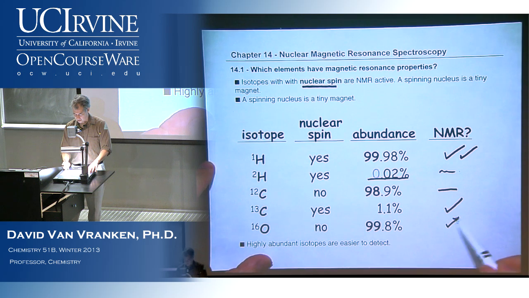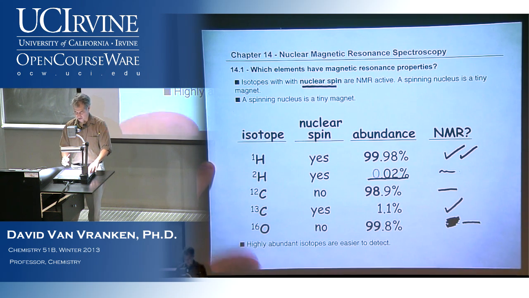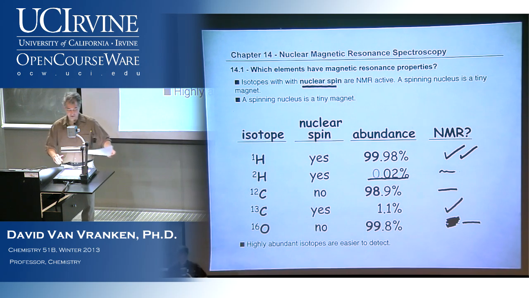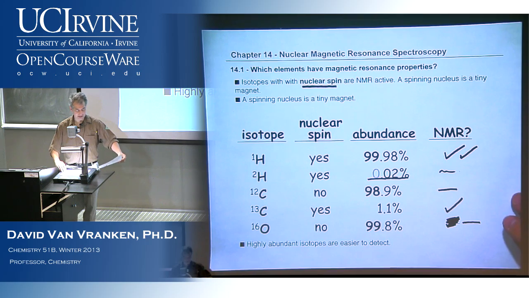Oh, yes. Sorry, thank you for clarifying that. Yeah, I meant to put a scratch through there. So nitrogen, invisible. Oxygen, invisible. Even if you could have 50 oxygens on a molecule, totally invisible by NMR.